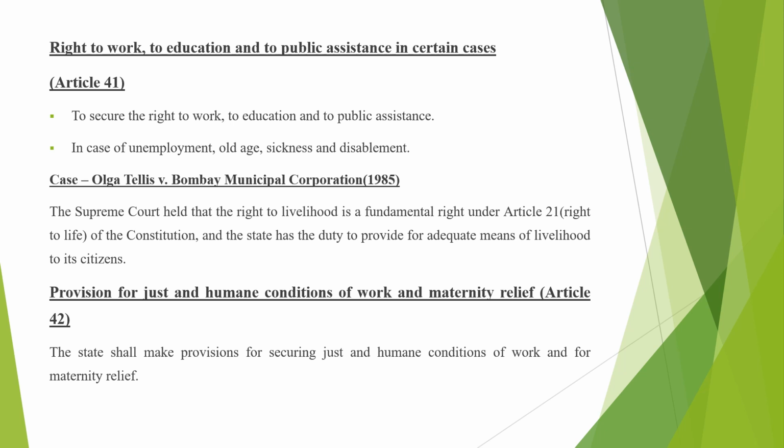Now, first, right to work. This means the government should try to create jobs so that everyone who wants to work can find a job. It's important because having a job allows people to earn money to support themselves and their families. Next, there is a right to education. This means that every child should have the chance to go to school and learn. Education is super important because it helps people gain knowledge and skills that they can use throughout their lives.